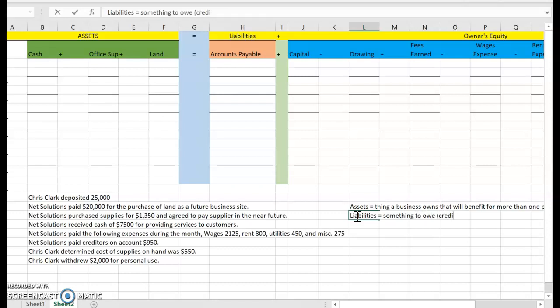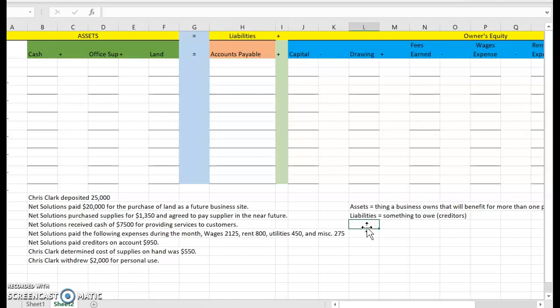So going back up to assets, think about the purchase of equipment. This equipment is going to be used for more than one accounting period, so we like to record this as an asset. But if we were to purchase gasoline, that would be an expense because we're going to use it up quickly, in less than a year. So assets are more than a year.